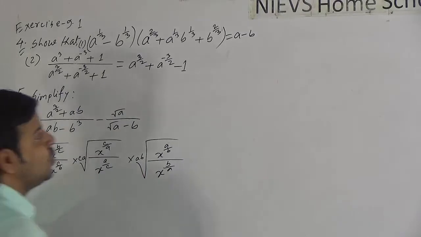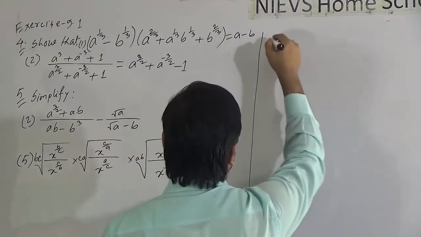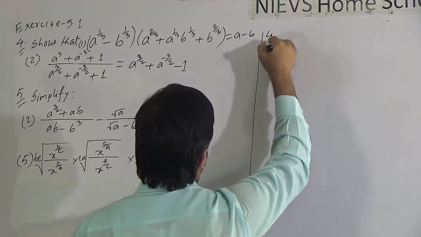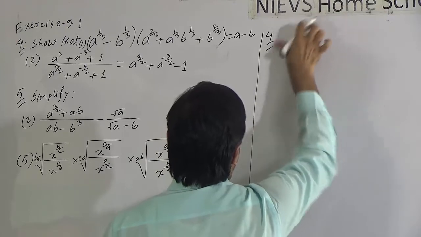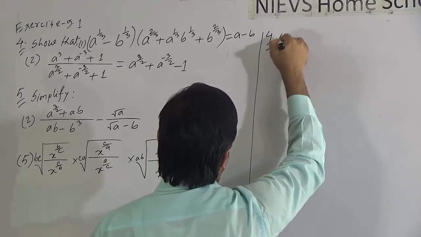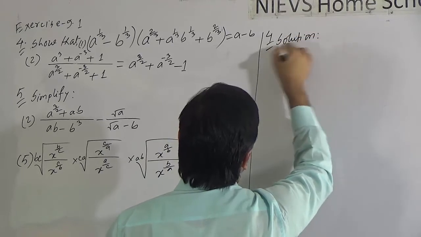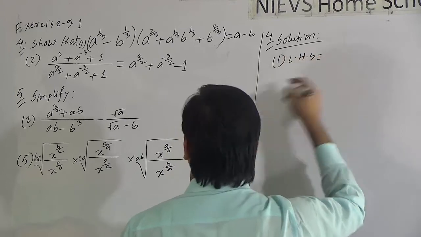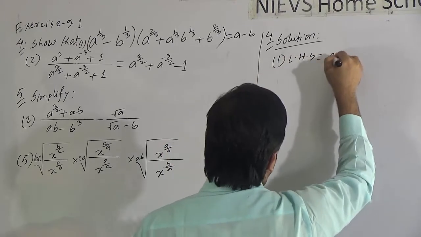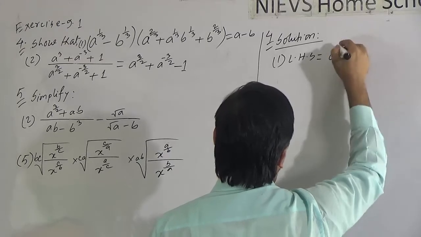As we need to show, we can start from the left side. So we can write question 4, 1, solution. Solution of question 4, 1. We can write here left hand side. What is the left hand side here? That is a to the power 1 by 3 minus b to the power 1 by 3.